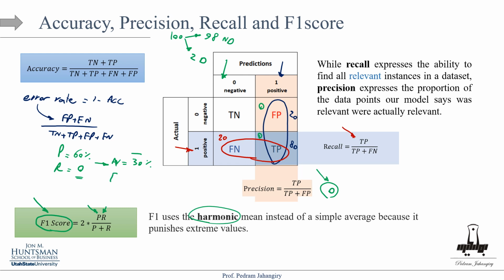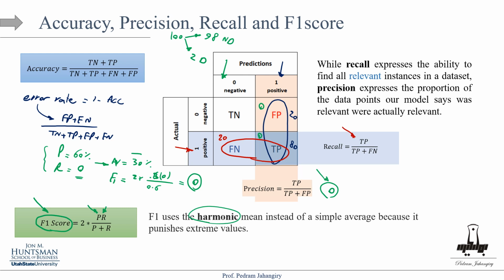So we're going to report the F1 score. F1 is a harmonic mean. So what is the harmonic mean between P and R? 2 multiplied by 0.6 multiplied by 0, divided by 0.6. So we're going to get 0. So the F1 score is going to be 0. So that's why, in general, we're going to report the F1 score instead of accuracy or even precision and recall when the data set is imbalanced.